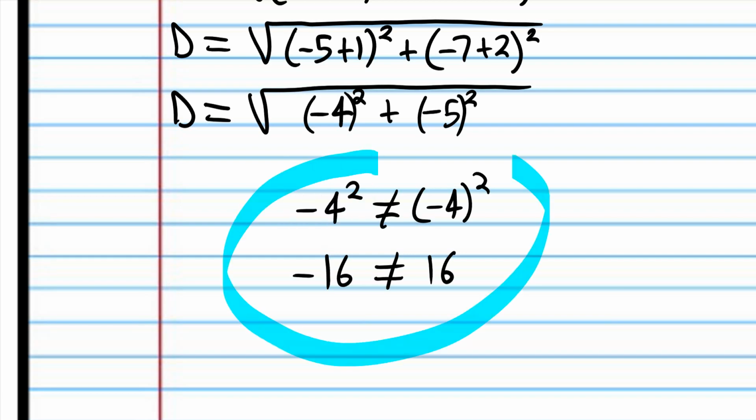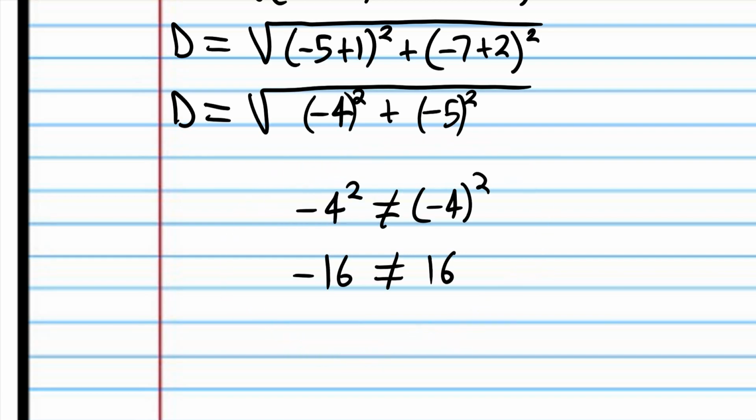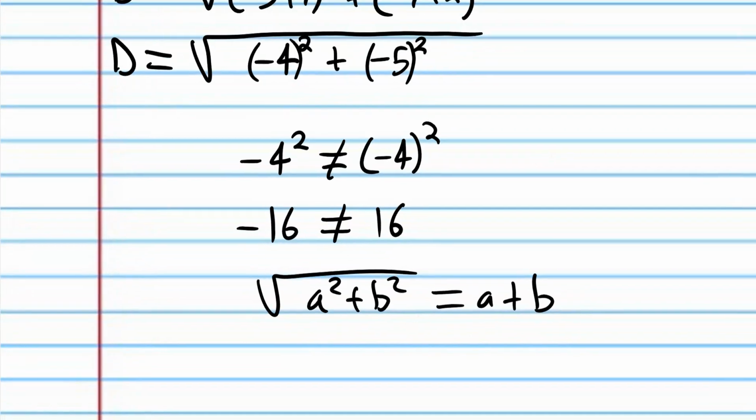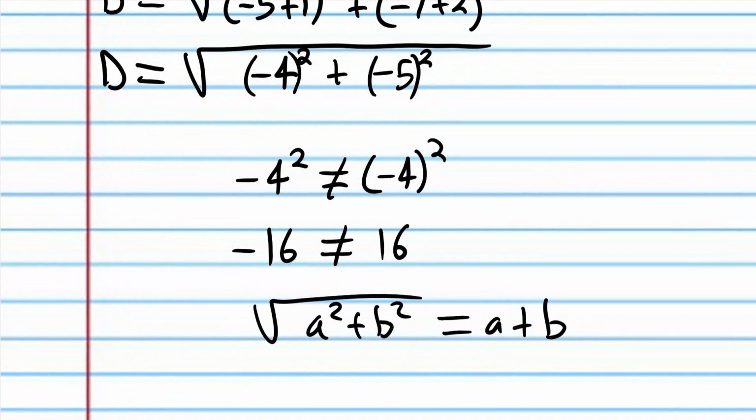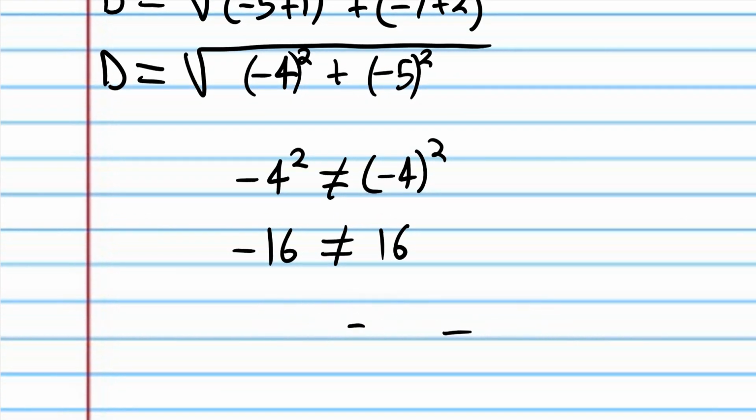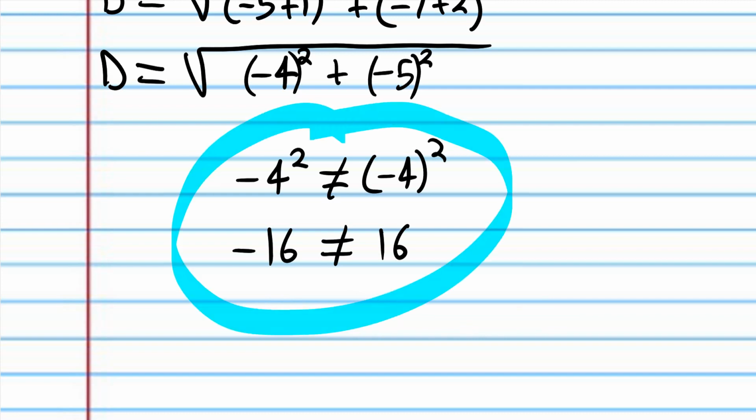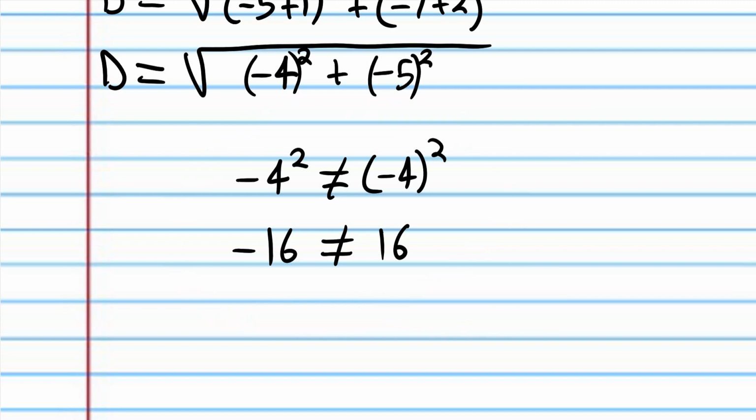We talked about one of the most common mistakes that students make. The square root of a sum of squares is equal to the sum of the base numbers there. That's not correct. That's one of the most common mistakes that students make. This is probably the second most common mistake that students make, is saying negative 4 squared without parentheses. So anyway, I think you got the point.